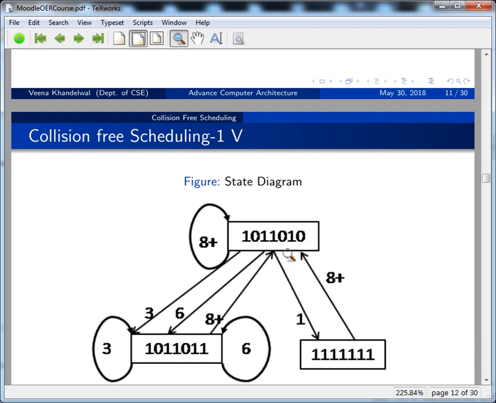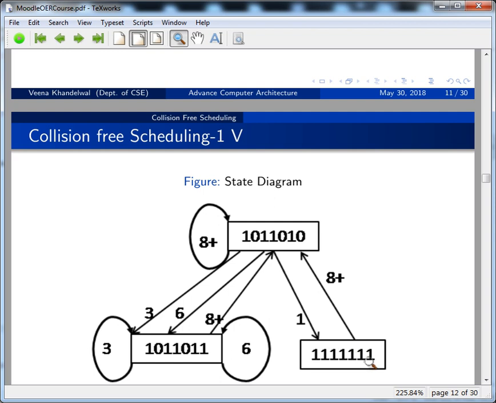So we write the initial collision vector. We perform shifts at locations 1, 3 and 6. We arrive at this new state by performing right shift by 1. We arrive at this location by performing right shift by 3 and 6. Once again in the new state there is 0 at locations 3 and 6. When we perform right shift by 3, we once again reach the same state. When we perform right shift by 6, we once again reach the same state.